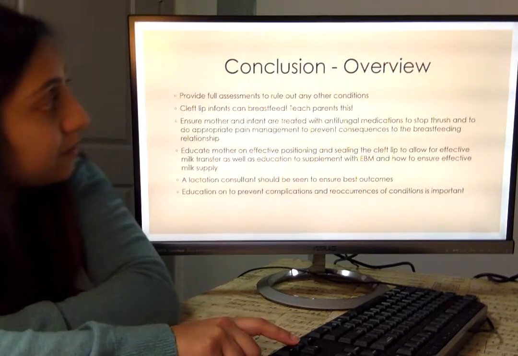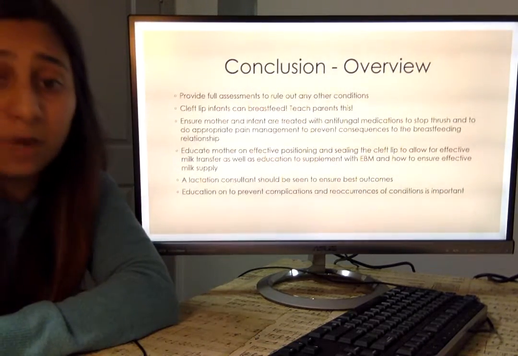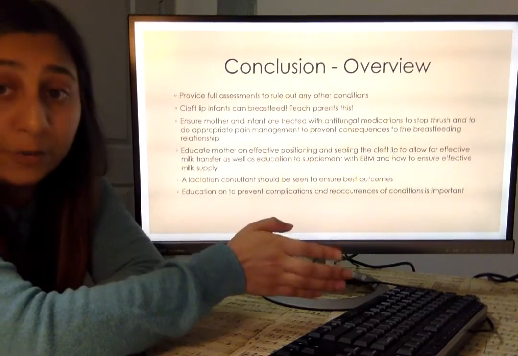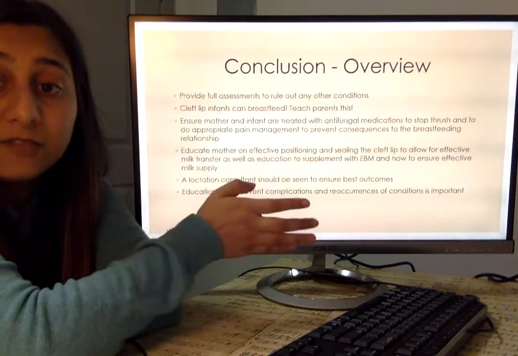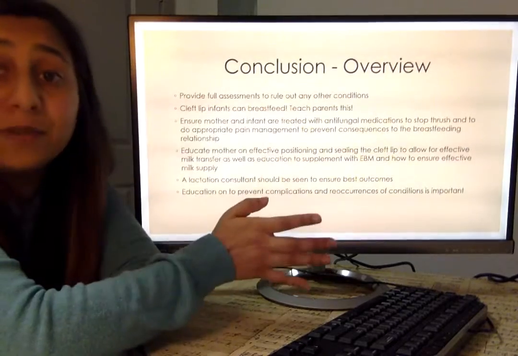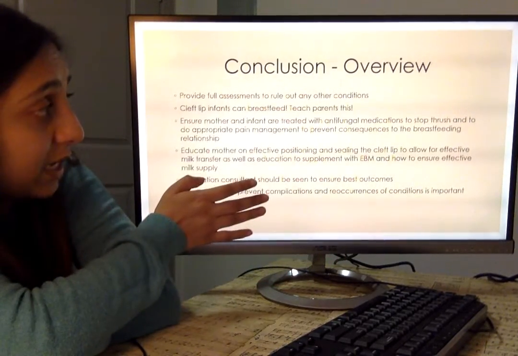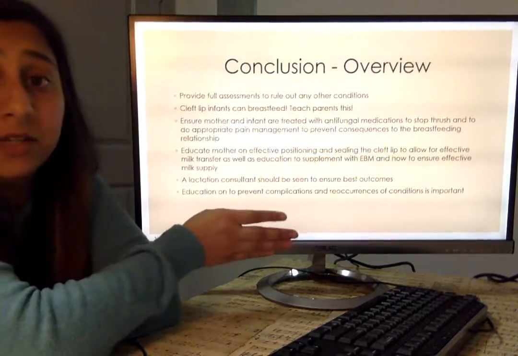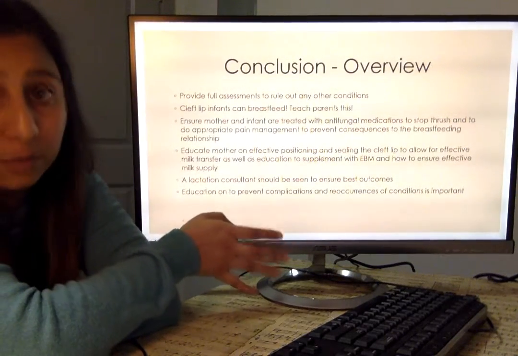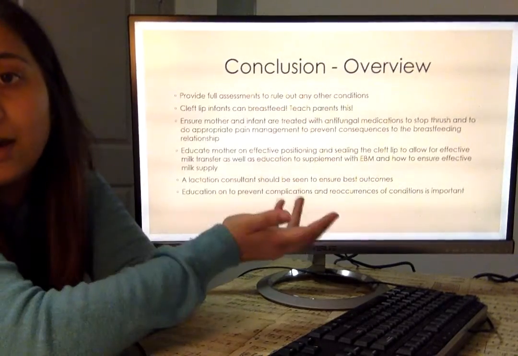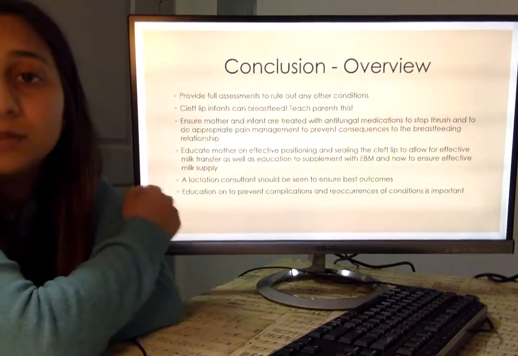Okay. So my main points for my overview include provide full assessments to rule out any other conditions. Cleft lip infants can breastfeed, so make sure the parents know this. Ensure the mother and infant are treated with antifungal medications and the pain is managed. Okay, we don't want to jeopardize their breastfeeding relationship.